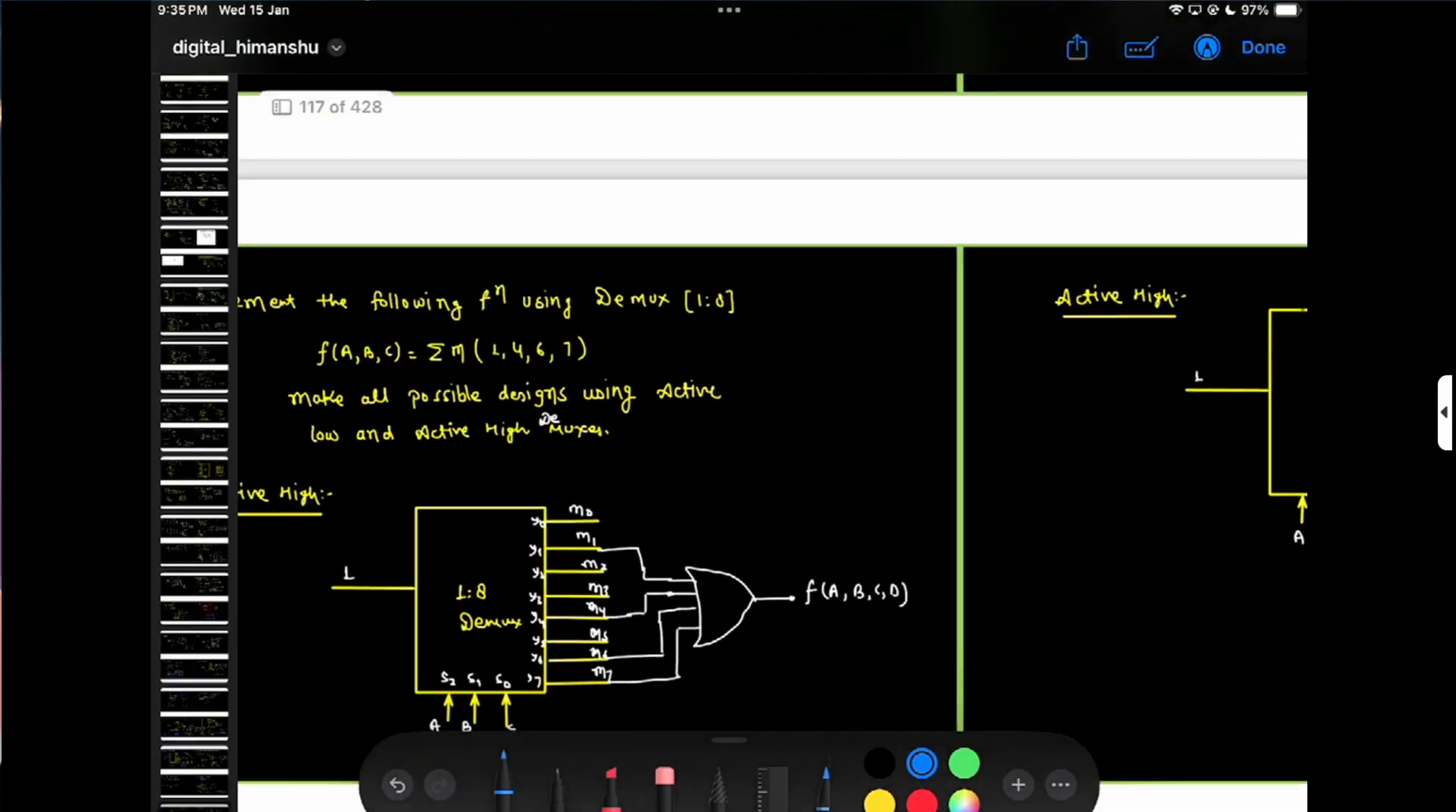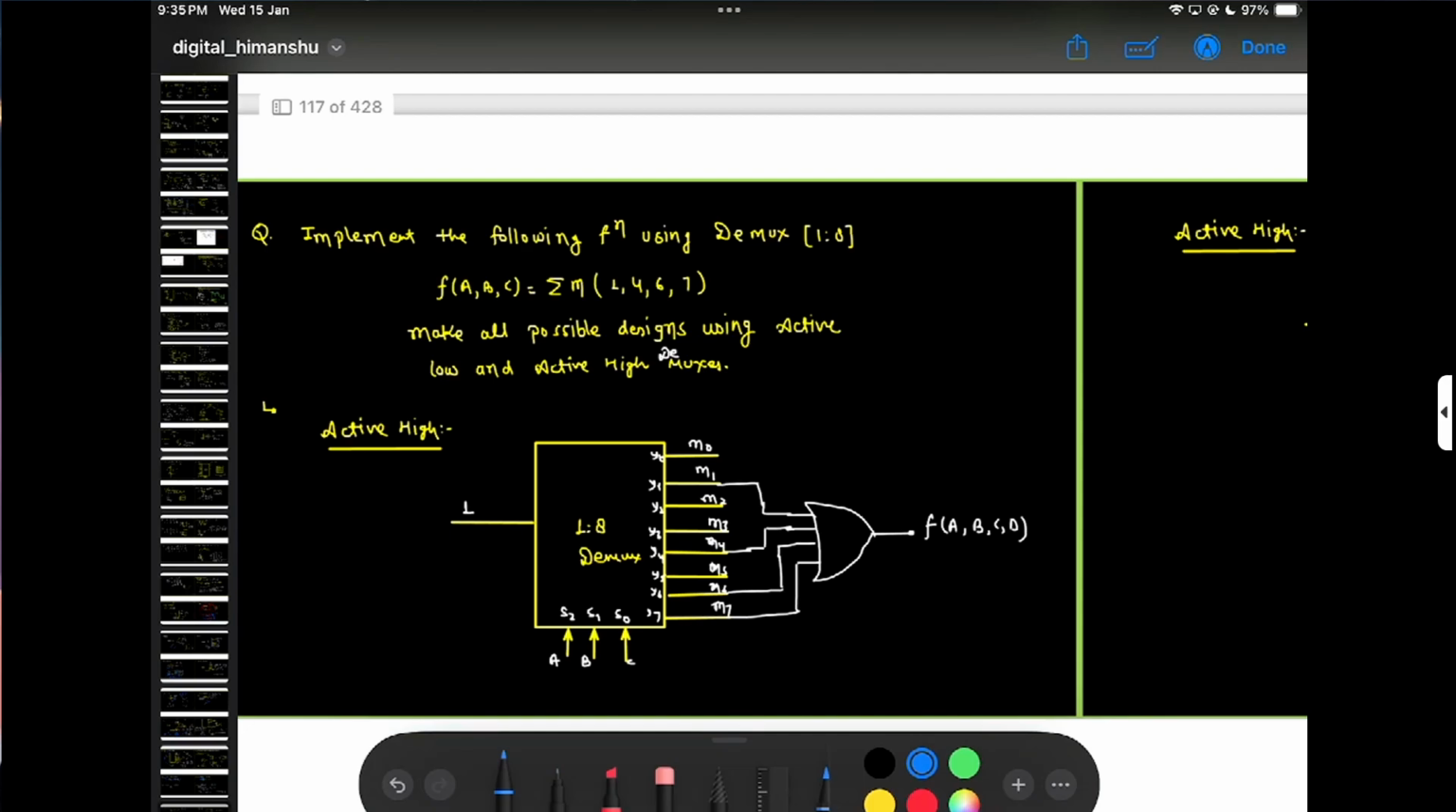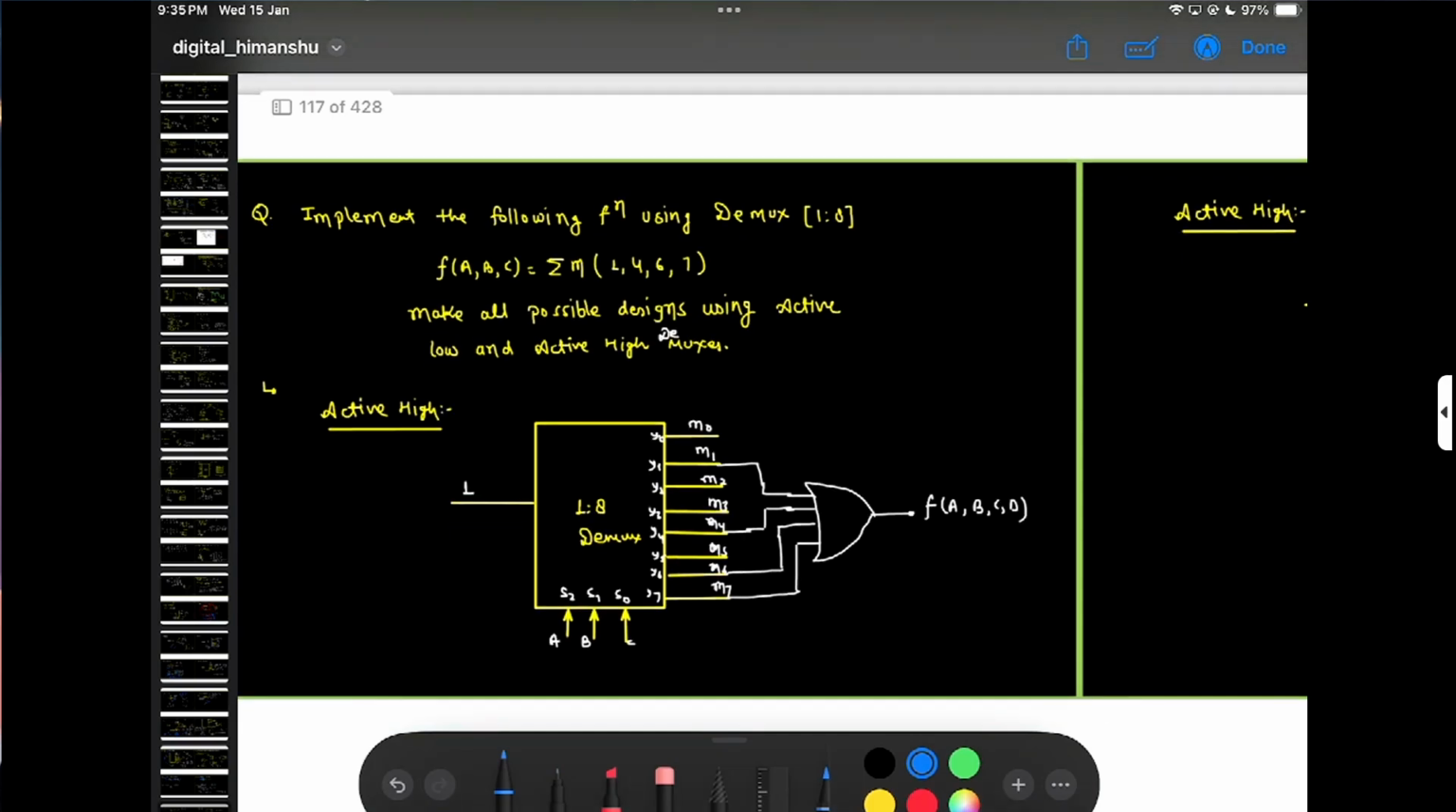And here is the question: implementing the following function using demux. This is the function we want to implement, so how can we implement it?